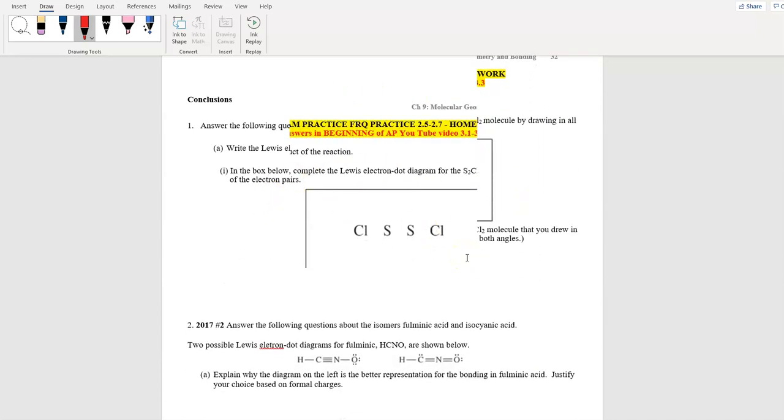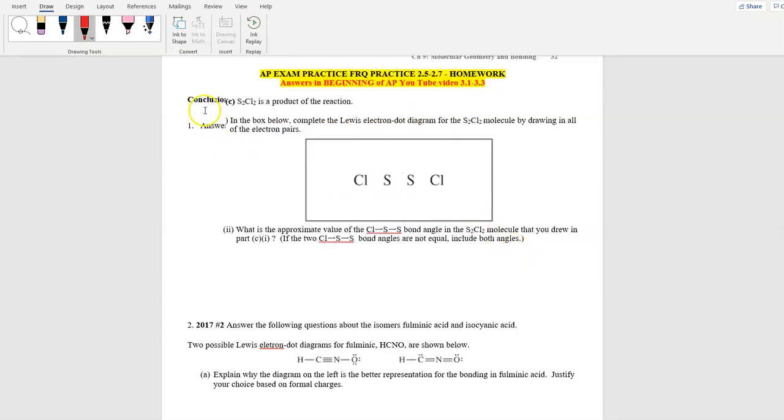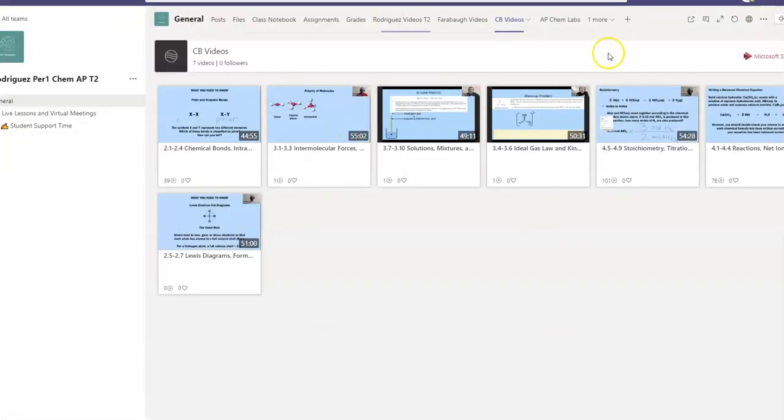Another drawing that you saw on here, this one right here was from 2017, so it was a very recent one, the last couple of years. So this was the structure. You had to draw your bonds and lone pairs. The answers are at the beginning of the 3.1, 3.3. Okay, and remember on Teams, ladies and gentlemen, they're all right here under the College Board, and there's your videos.